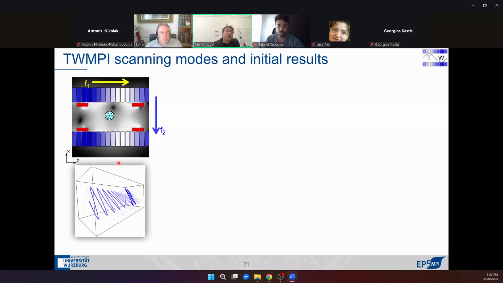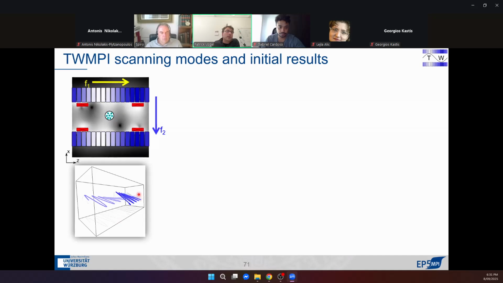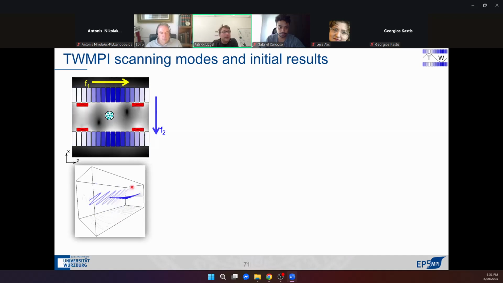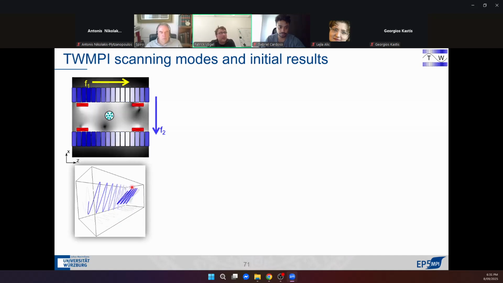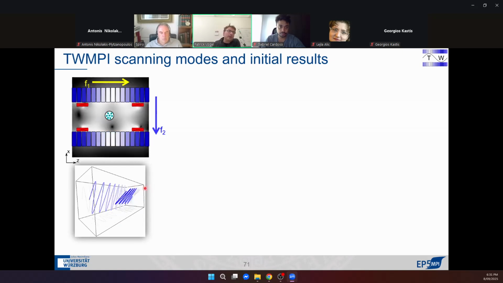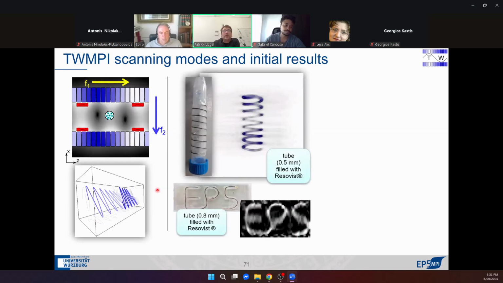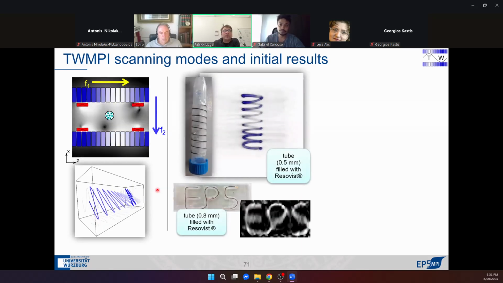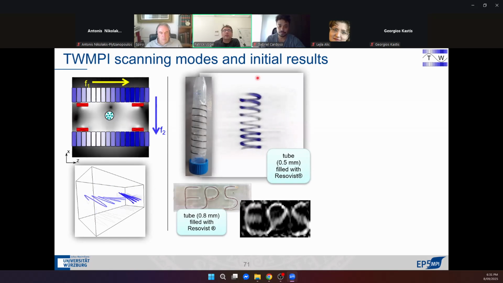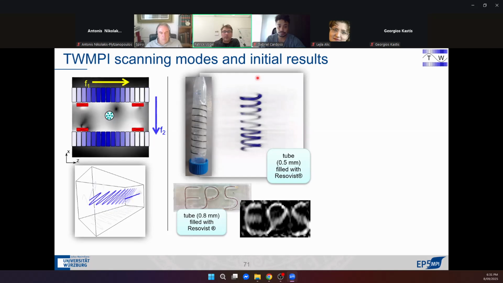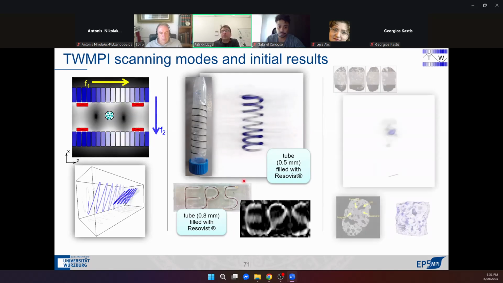And for 3D imaging, you can also do this by rotating this pattern, for example, as visualized here on the left. And then you can create different kinds of images. For example, here, this nice spiral one, or one of the first 2D images we can produce.